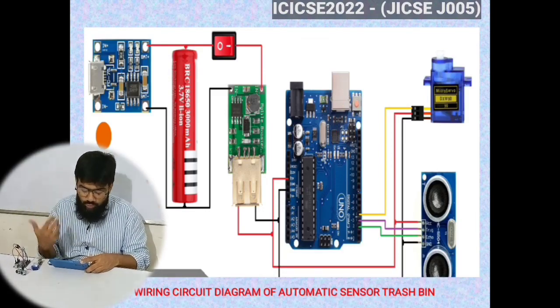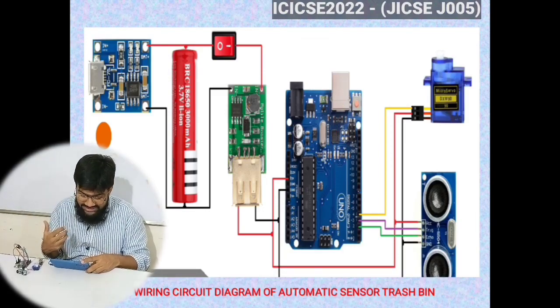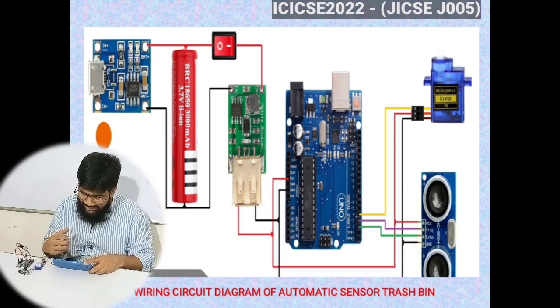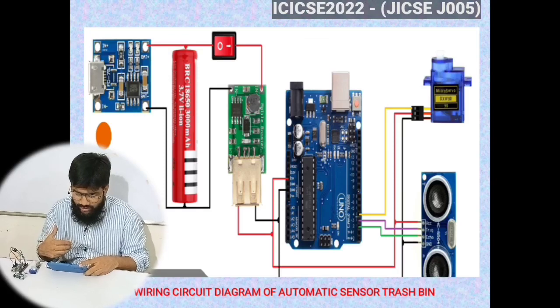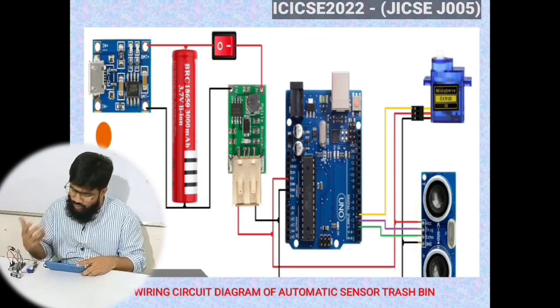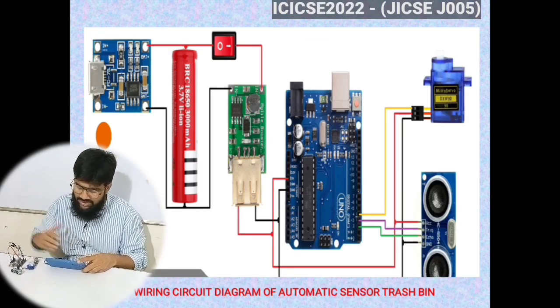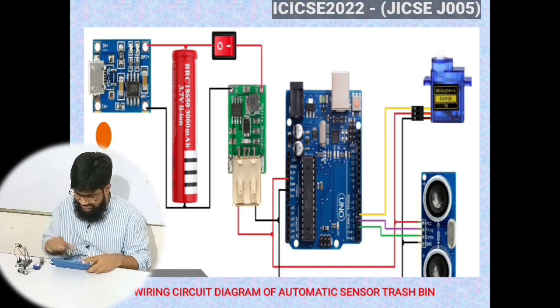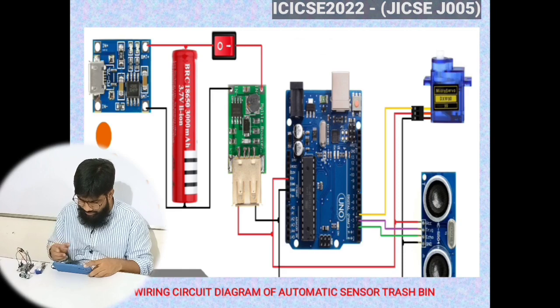So the person who wants to dump the waste he is carrying will be dumping it in your dustbin automatically. He doesn't have to flip it manually. Automatically it will be executed by the microcontrollers and ultrasonic sensors, and at the end with the servo motors. That's how the circuitry is all about.